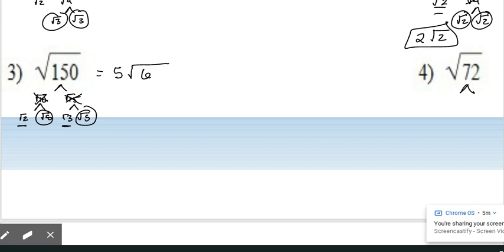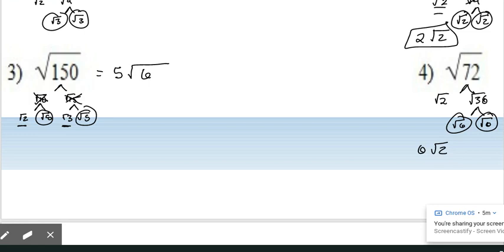Okay, 72. That would be 2 and 36. 36 is 6 times 6. And I got a pair. So it'd be 6 square root of 2. Okay, so now you are going to see that just a little bit.